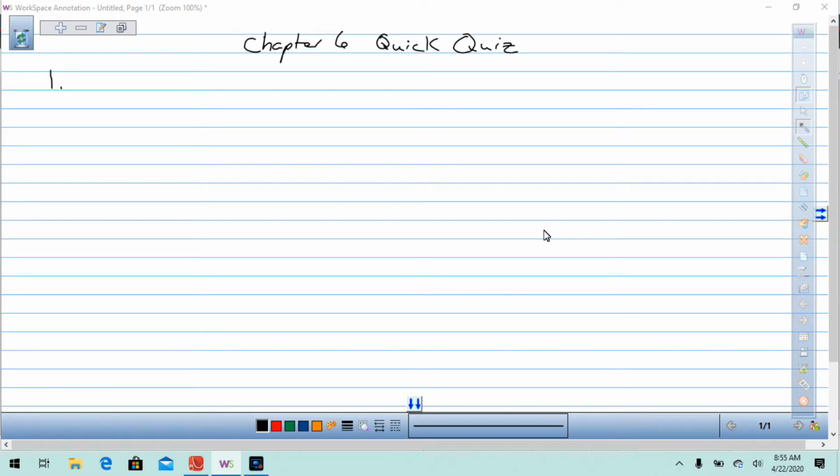Chapter 6 Quick Quiz. Number 1. In exercises 1 through 4, assume that scores on a bone mineral density test are normally distributed with a mean of 0 and a standard deviation of 1. So number 1, bone density. Sketch a graph showing the shape of the distribution of bone density test scores. And that should look something like this. Standard normal curve.